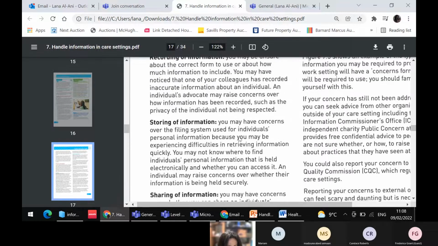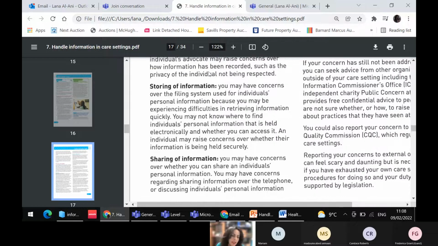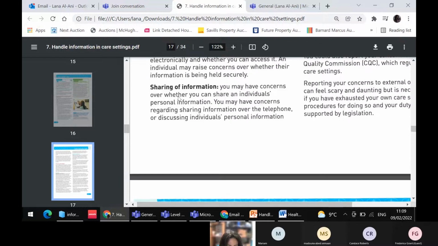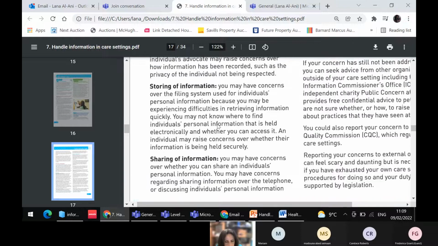Also about storing. So storing, they give you another example. You may have concerns over the filing system used for individual personal information, because you may be experiencing difficulties in retrieving information quickly. So you may not know how to find individual personal information so fast. So you need another system basically. And also about sharing the information. So this is all giving you some examples.